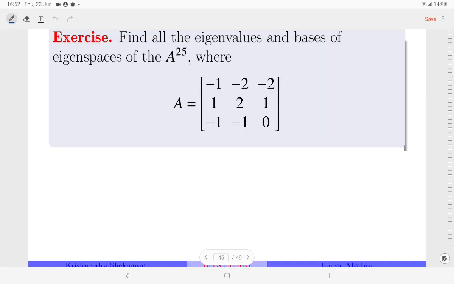This is an exercise which you can try by yourself. For A raised to the power 25, you need to find its eigenvalues and the basis for the eigenspace.